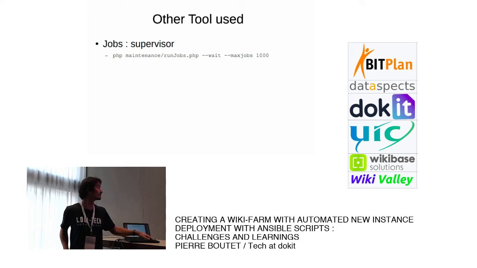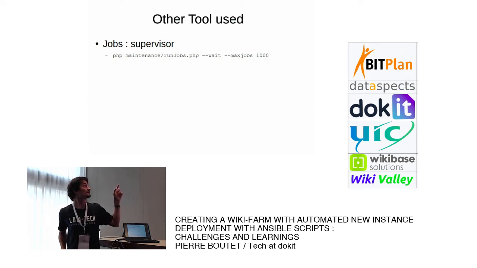So just another link, that's how I run jobs. And supervisor is a tool which makes sure that the job runner is still running. So I launch the jobs with these commands. We wait for the jobs and stop after 1,000 jobs. And automatically, if it crashes or if it has reached the 1,000 jobs, supervisor will run a new script again.